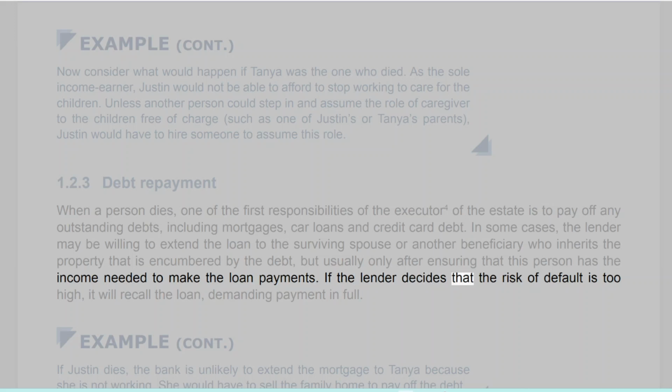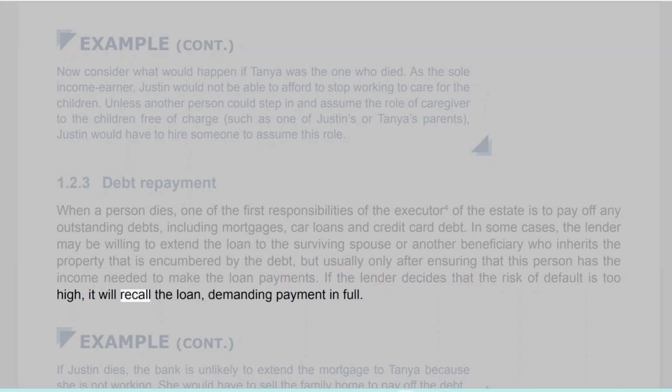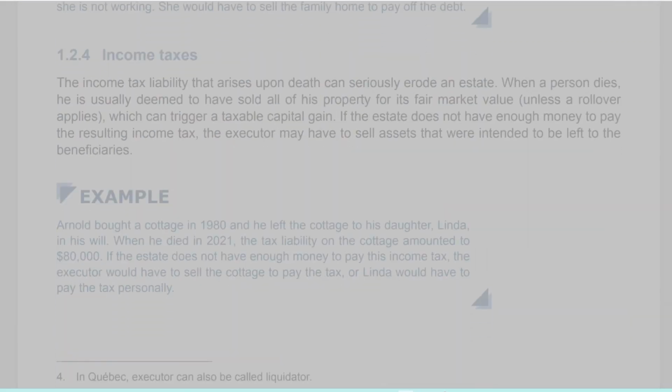If the lender decides that the risk of default is too high, it will recall the loan, demanding payment in full. Example, continued: If Justin dies, the bank is unlikely to extend the mortgage to Tanya because she is not working. She would have to sell the family home to pay off the debt.